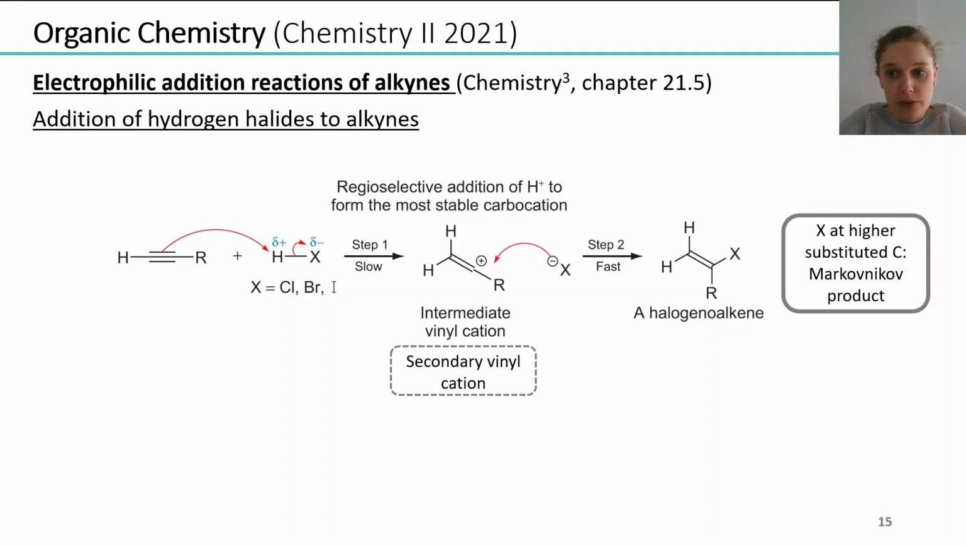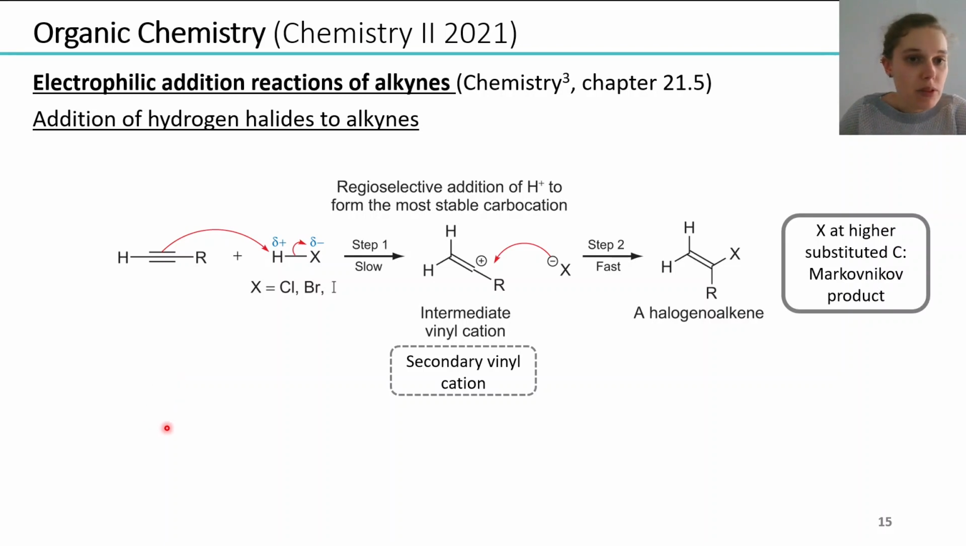The reaction mechanism for this addition reaction is exactly the same as we discussed for the alkenes. Hydrogen halides add selectively to unsymmetrical alkynes to form the more substituted halogenoalkene, which is predicted by the Markovnikov rule. The reason for this is that the addition of the proton to the carbon-carbon triple bond selectively forms the more stable vinyl cation, so a secondary vinyl cation instead of a primary one.